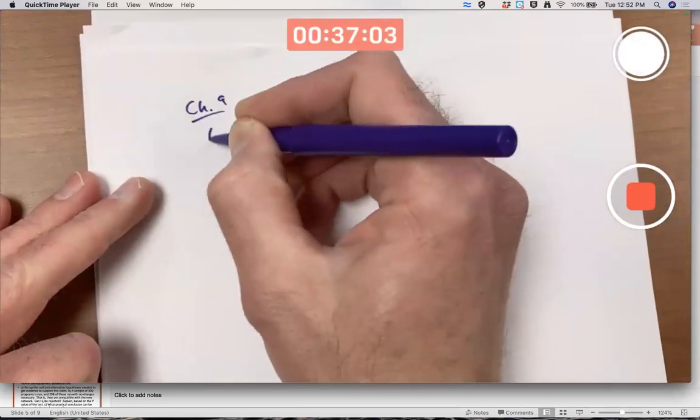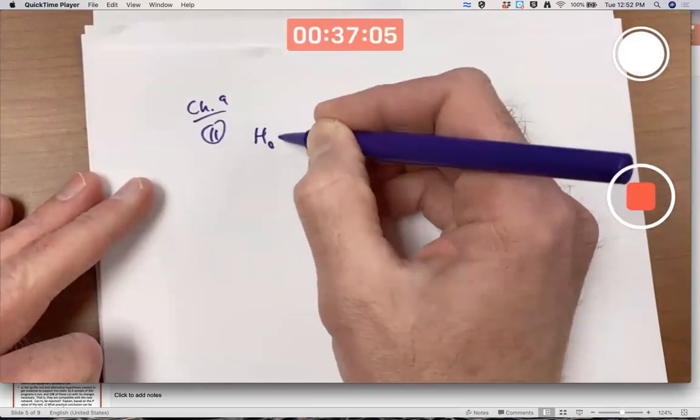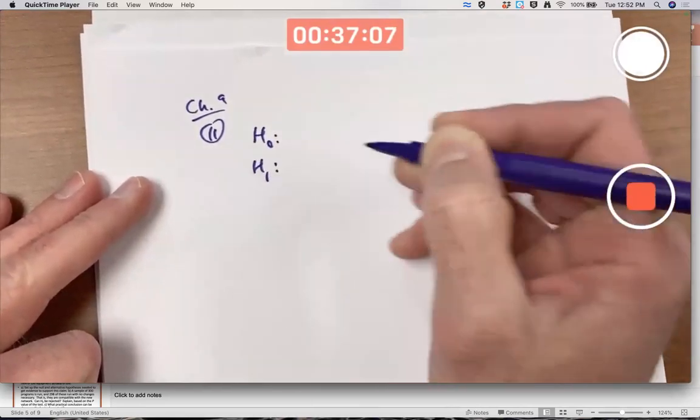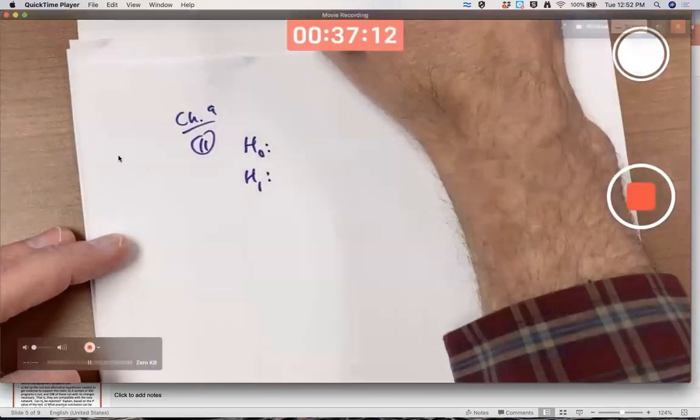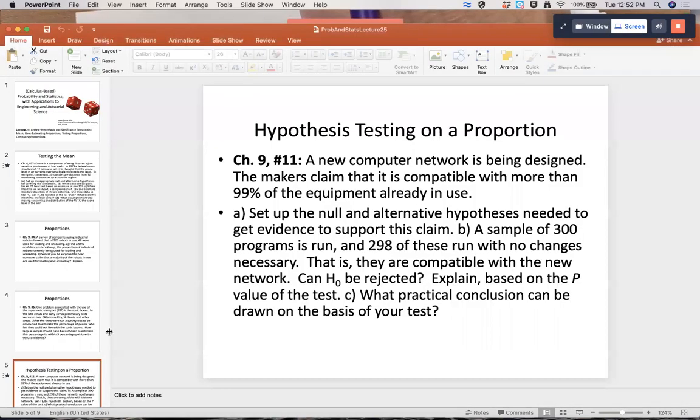Chapter 9, number 11. P, the population parameter, represents the proportion of these things that are compatible with existing systems, or whatever it is. Equipment already in use.